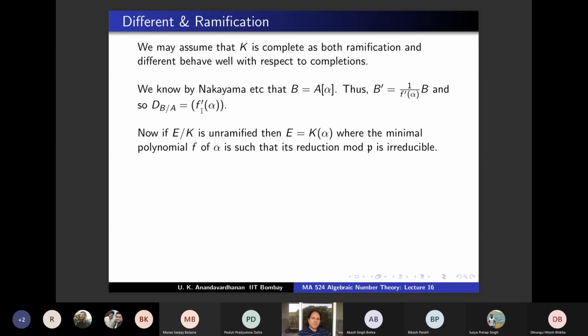If this is the case, then what can you say about f prime alpha? f anyway is a separable polynomial, it's a minimal polynomial. I mean, you are assuming E over K is separable. So f is separable, f has no repeated roots. But in addition, its reduction mod P also has no multiple roots. How do you know it has no multiple roots?